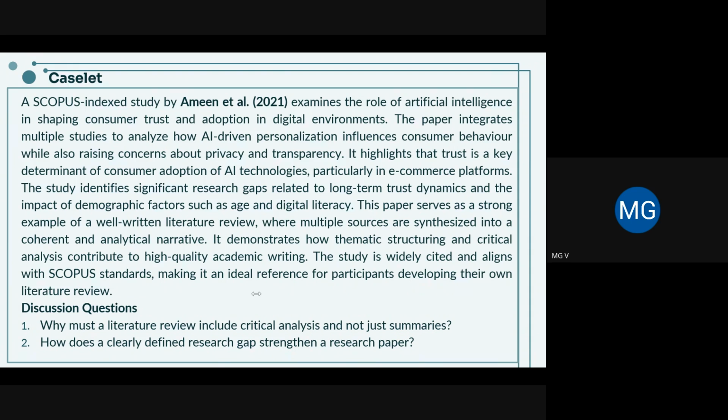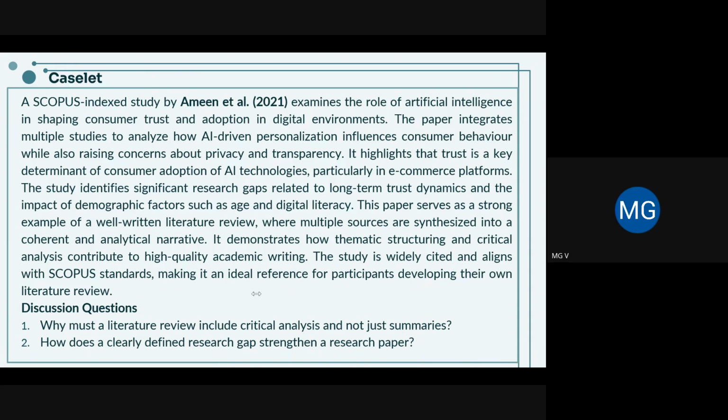The study identifies significant research gaps related to long-term trust dynamics and the impact of demographic factors such as age and digital literacy. This paper serves as a strong example of a well-written literature review, where multiple sources are synthesized into a coherent and analytical narrative. It demonstrates how thematic structuring and critical analysis contribute to high-quality academic writing. The study is widely cited and aligns with Scopus standards, making it an ideal reference for participants developing their own literature review.